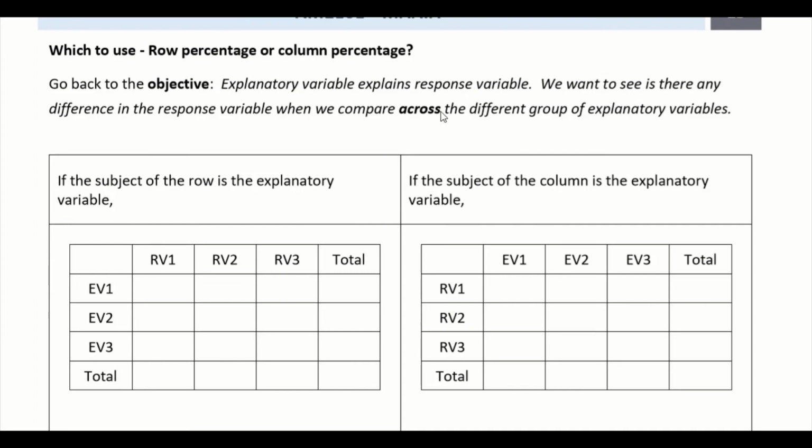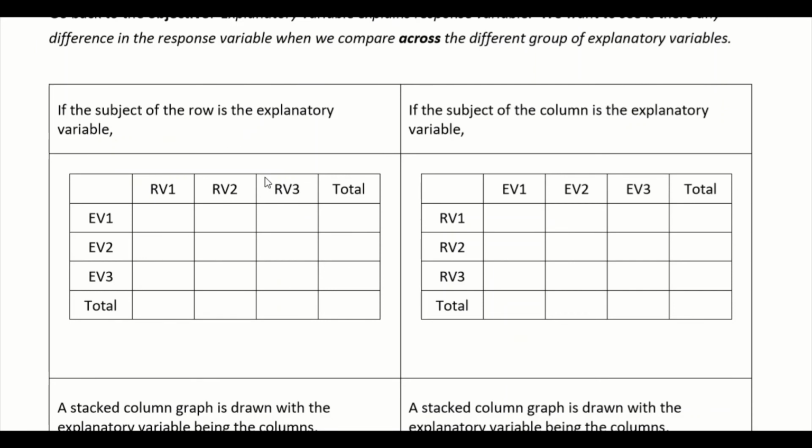So that's why, if the subject of the row is the explanatory variable, so if we have it like this, it means your EV1, EV2, EV3 is over here. For us to be able to identify the difference in the response variable, we need to make the explanatory variable be in the same phase, which is the 100%. So if the row is your explanatory variable, you need to use the row percentage, which gives you 100% on your explanatory variable. So for your column, it will be all non-applicable.